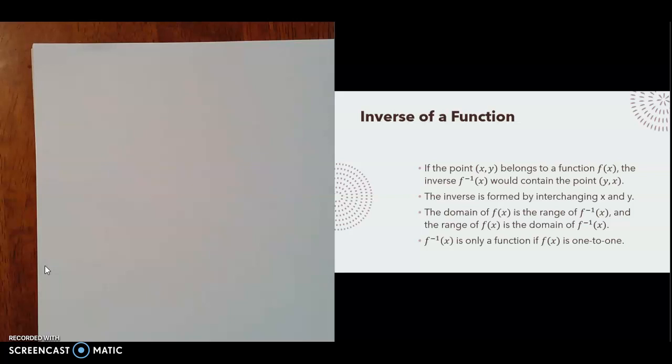If the point (x, y) belongs to a function, we're just going to call it f of x, then that inverse function in the notation looks like a -1 power. It looks like f to the -1 of x. That is the notation for inverses. So that inverse function would contain the point (y, x). So all that happened is the x and y switched places. Okay, so the inverse is formed by interchanging x's and y's. All you're doing is switching x's and y's.